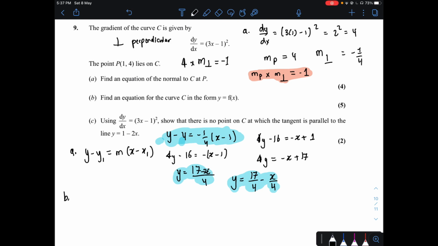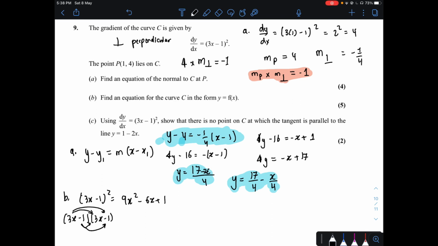So this squared, this (3x minus 1) whole squared. What we can do is expand the brackets. If we expand the brackets, this becomes 9x squared minus 6x plus 1. Now, where did I get that? I got that from (3x minus 1)(3x minus 1). I multiplied inside, outside, inner and outer layer. So that's where I got this from. That's 9x squared minus 6x plus 1.